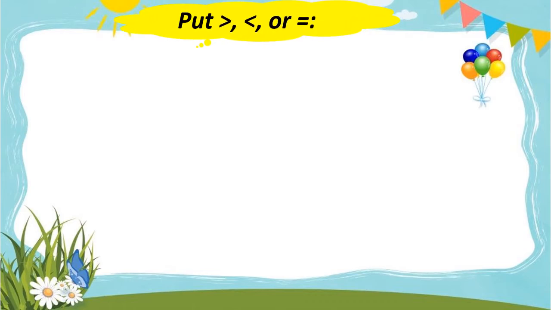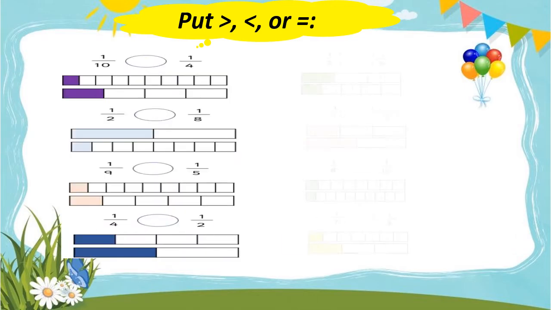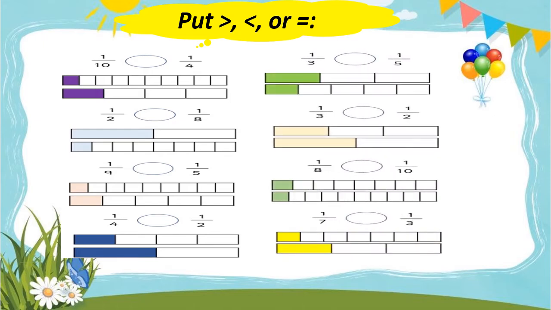We have a new question, which is also greater than, less than, or equal, but not in circles, in strips. Okay, the first one, we have two strips. The first is cut into 10 equal parts and the second is cut into 4 equal parts. We shaded 1 out of 10 and 1 out of 4. Which part is the biggest? Excellent. 1 out of 4 is bigger than 1 out of 10. So 1 out of 10 is less than 1 out of 4.